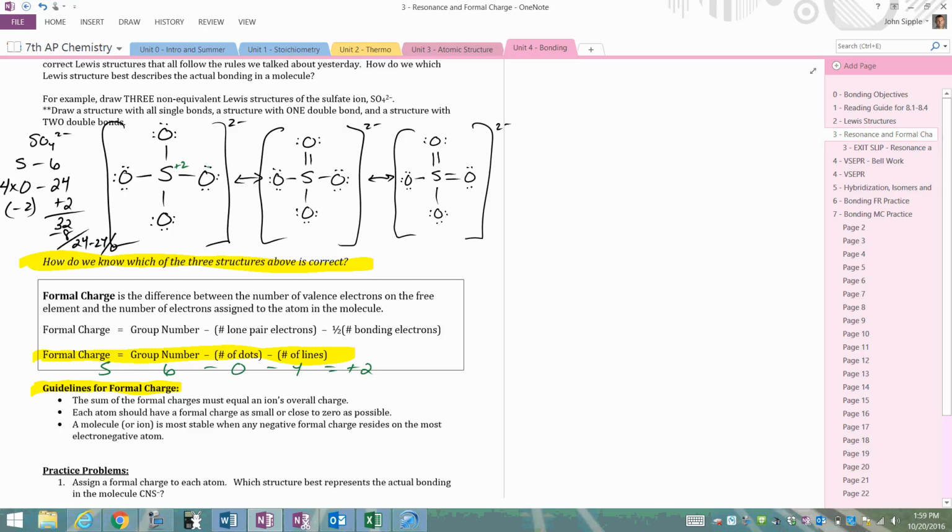All right, each oxygen is going to be the same here, right? They're all the same, so we just do one here. Oxygen is also in group 6. So 6 minus the number of dots around it: 1, 2, 3, 4, 5, 6. So 6 minus 6 is 0. Minus the number of lines. There's one line, so it's minus 1. So the formal charge for all the oxygens here is -1.